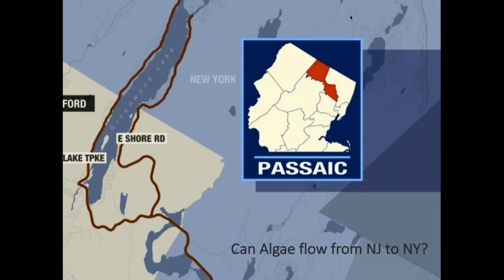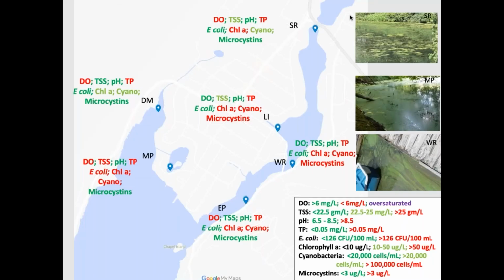The discrepancy in monitoring methods, threshold, and advisories from the two states greatly confused local residents and raised many questions, including this one on the slide. Can algae flow from New Jersey to New York in this lake? Upon the request of the bi-state Greenwood Lake Environmental Commission, my group performed a cyano-hub response study.